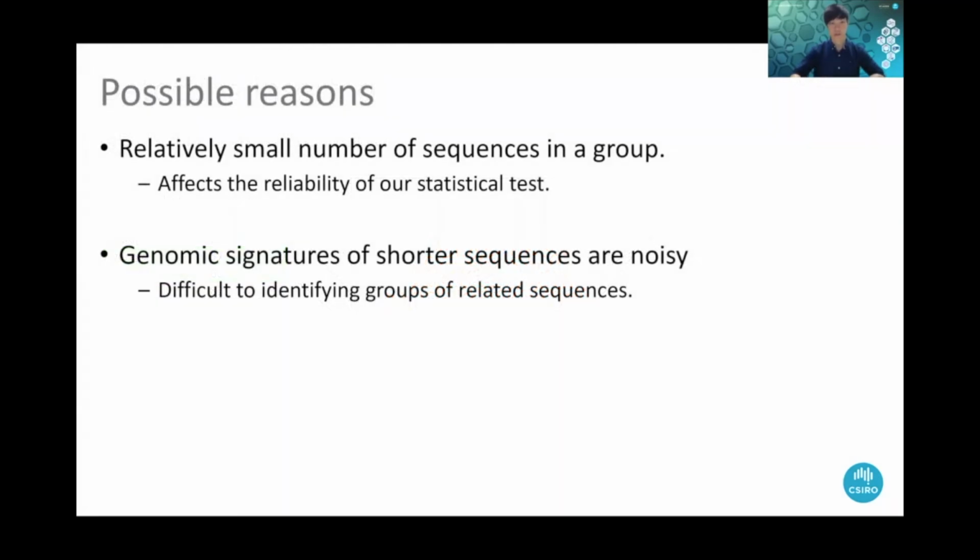One possible reason is the relatively small number of sequences in each group. And like any statistical test, the relatively small sample size can impact on its reliability. Another reason is because genomic signatures of shorter sequences are noisy in general. This makes identifying groups of closely related sequences based on their genomic signature difficult.